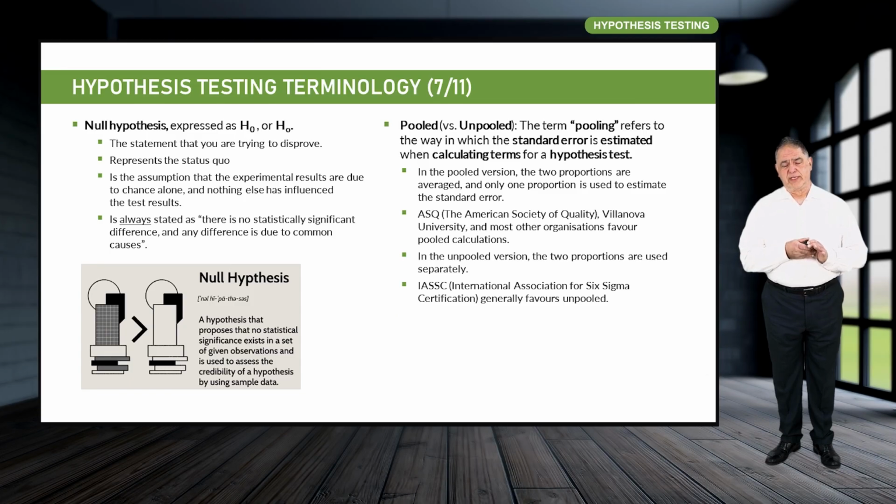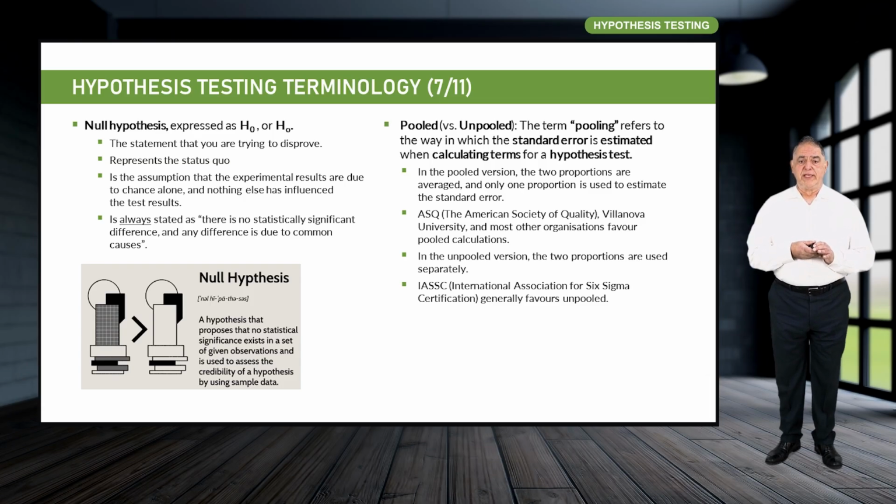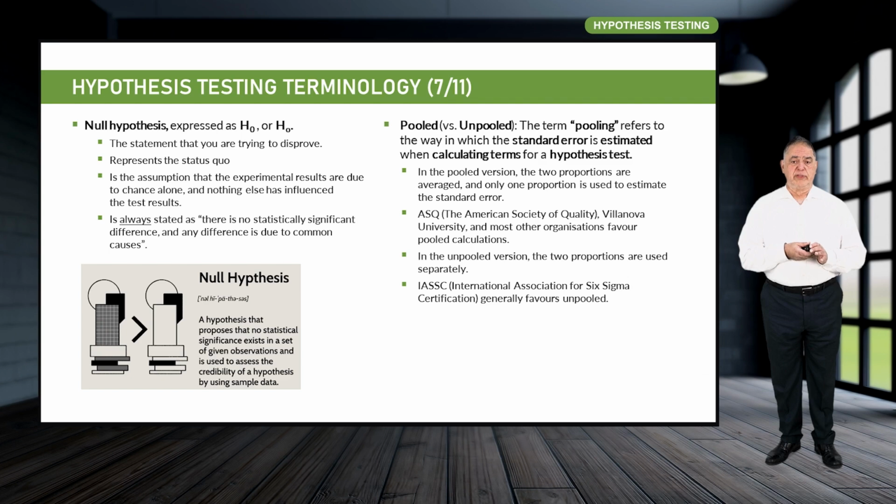Another interesting term is the term pooled, which is the opposite of the term unpooled. The term pooling refers to the way in which the standard error is estimated when we're calculating terms for a hypothesis test. In the pooled version, the two proportions are averaged and only one proportion is used in order to estimate the standard error. Now, there are different schools of thought.